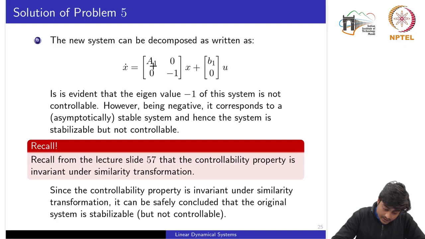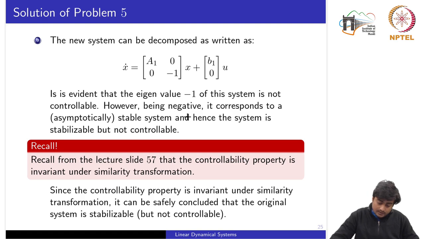So we can express the overall system into this decomposed form, where A1 B1 becomes the controllable part of the system, and since the eigenvalue of the uncontrollable system is at minus 1, the system is at least stabilizable.